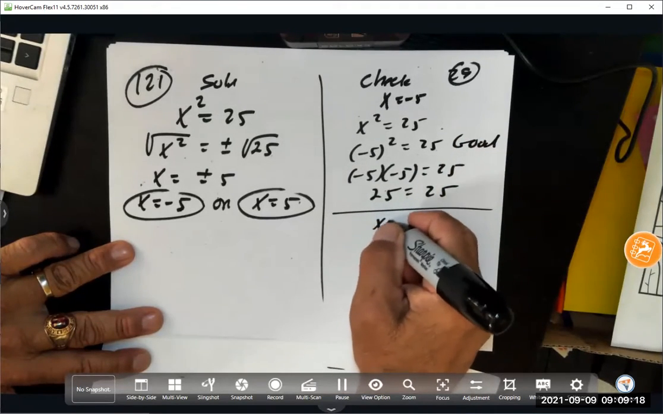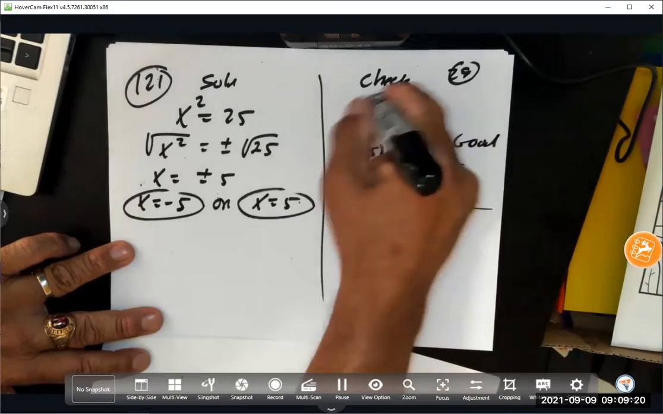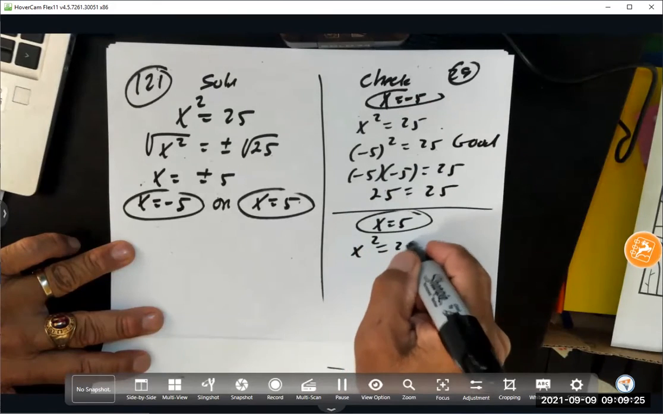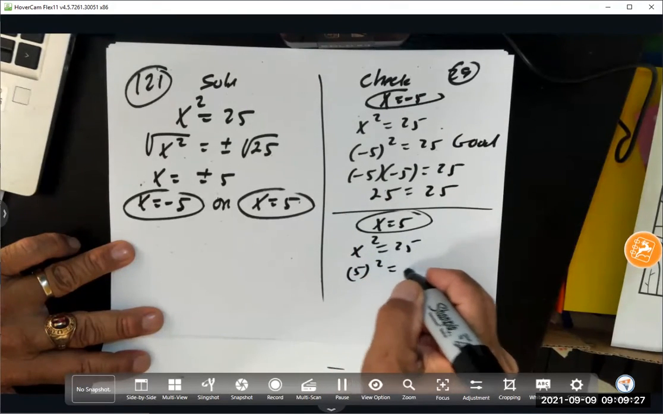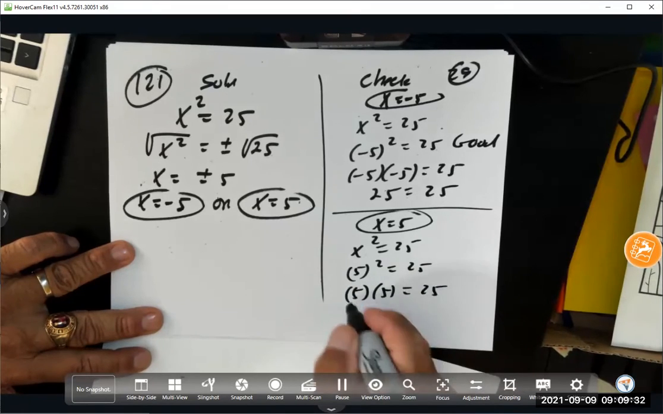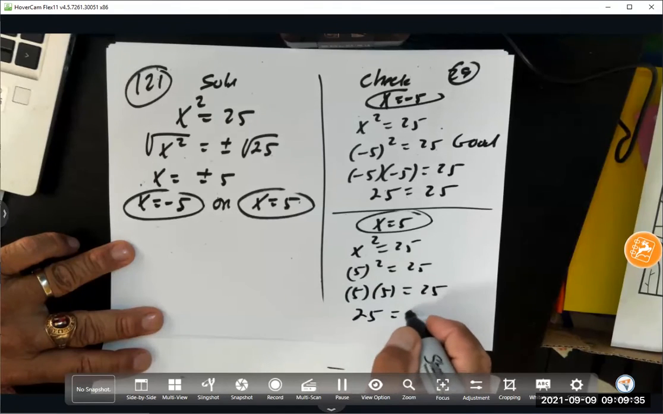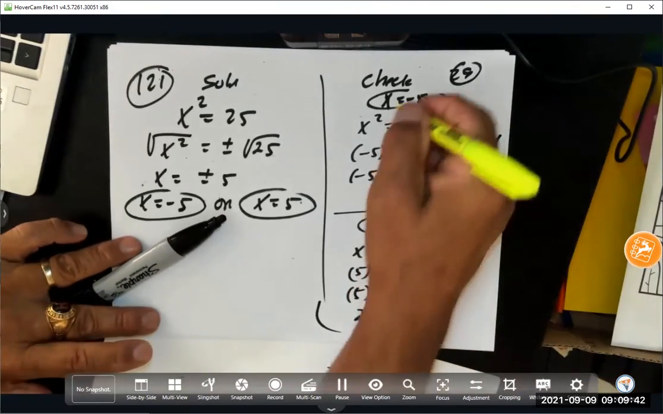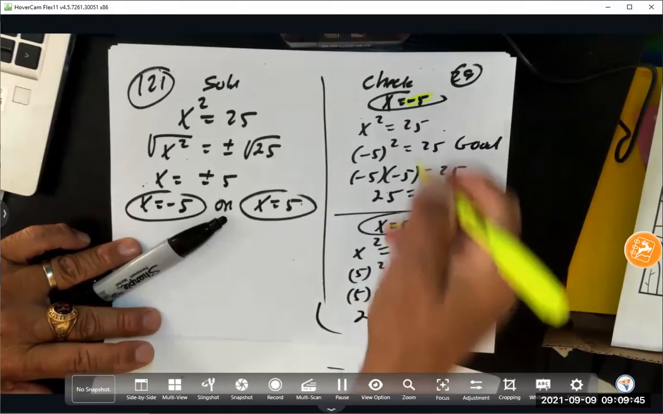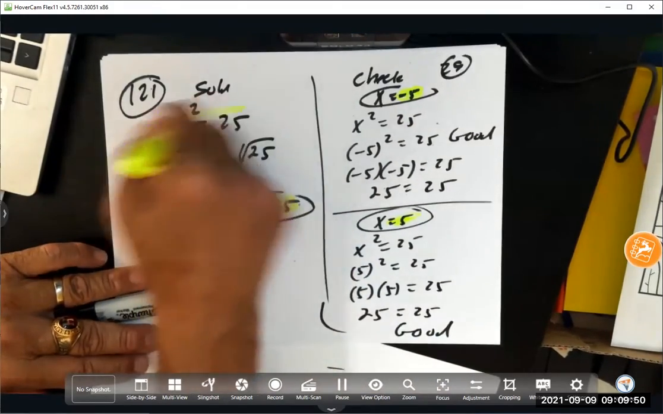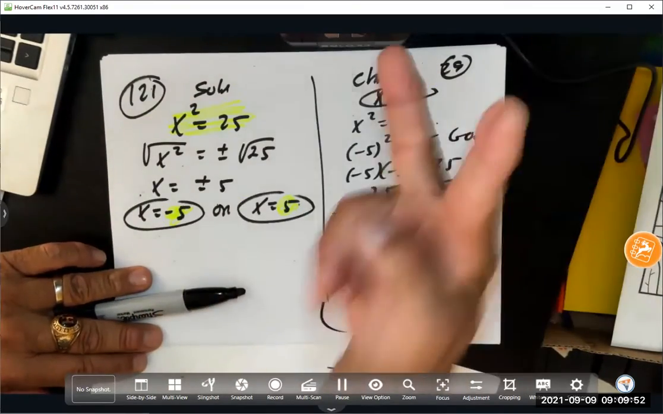Try this one. Try x equals 5. Does that one work? Let's see. So x squared is 25, so 5 squared is 25. So 5 times 5, is that 25? Let's see. 5 times 5 is 25. Yes, that's also good. So this one works, and this one works. So they both work. This number works and this number works in this equation right here. So there are two answers.